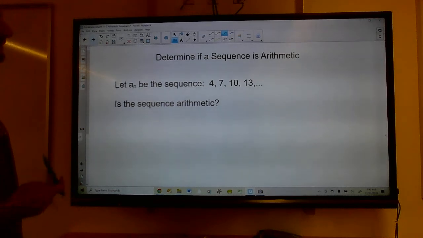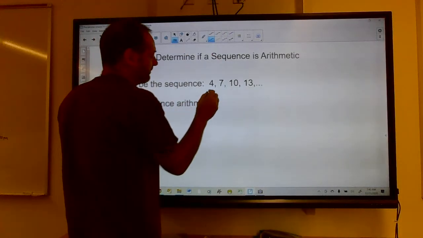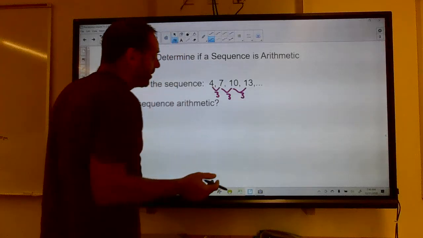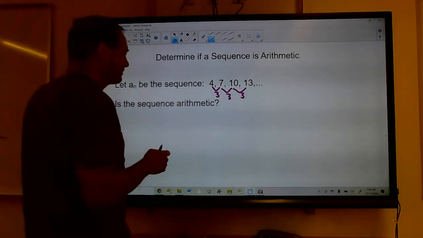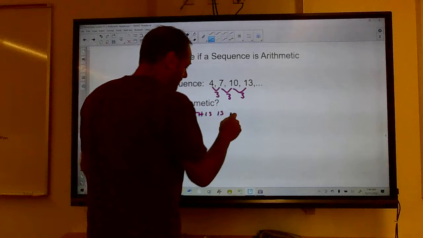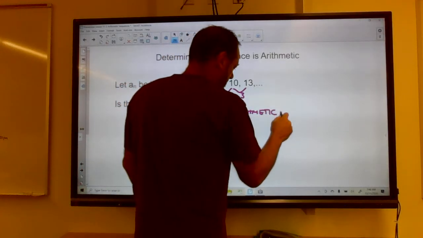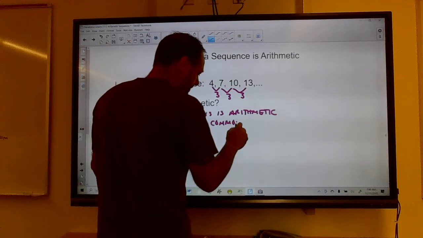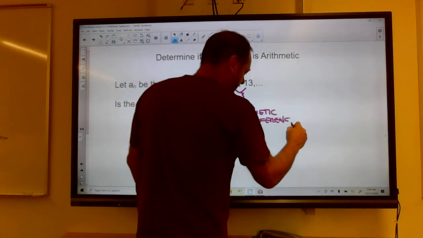All right, so determine if a sequence is arithmetic. So we're going to look here for a common difference. We've got a 3 between those two, we've got a 3 between those two, we've got a 3 between those two. We can't really tell anything else because we don't know the rest of the numbers, so we would just assume on this one that yes, this is arithmetic, with a common difference of 3.